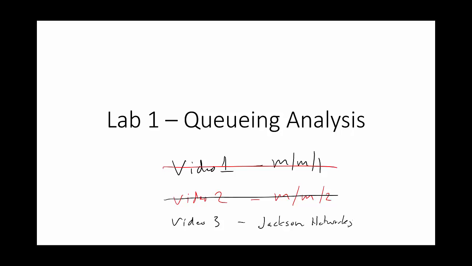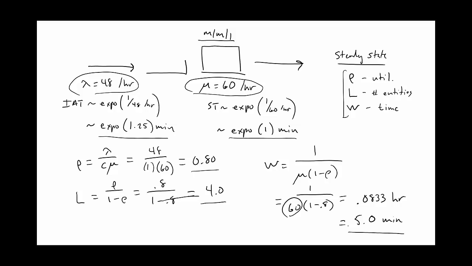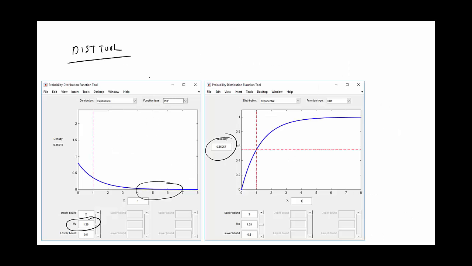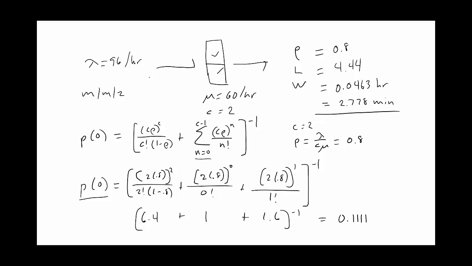In video 1, we did M/M/1 queuing systems, where we had a single server with capacity 1, and we learned how to compute the performance metrics of utilization, number in system, and time in system. In the second video, we extended these results for M/M/C queuing systems, where C represents the capacity of the server, and the example that we did in video 2 had a capacity 2 server. In the last video, video 3, we are interested in networks of queues.